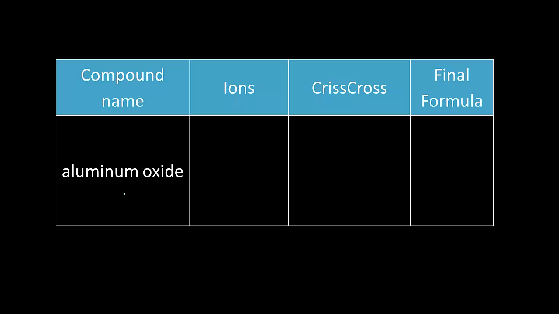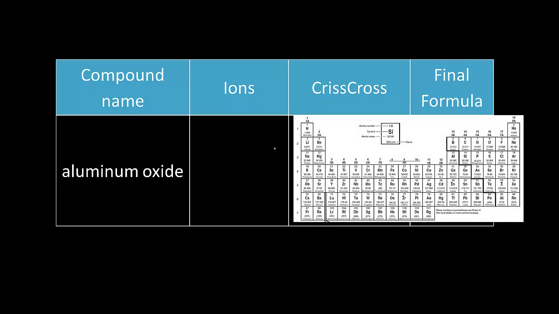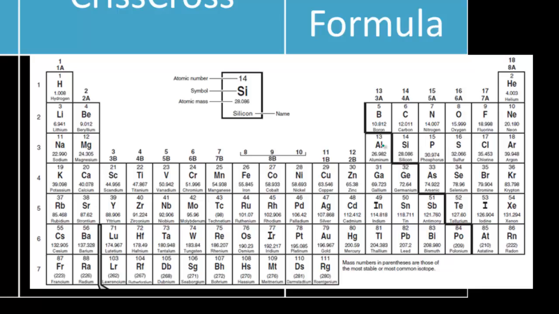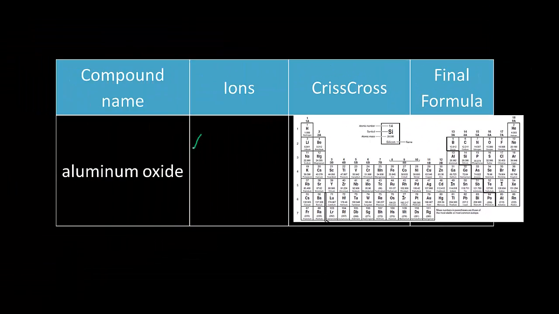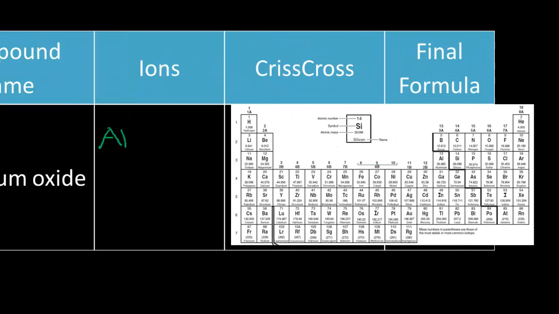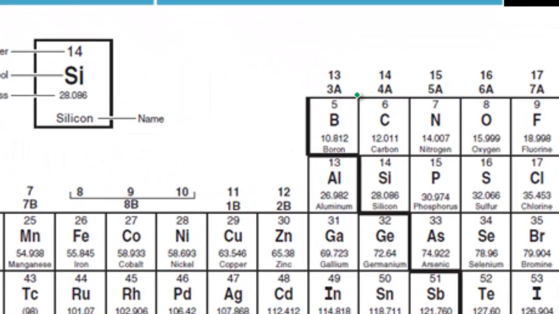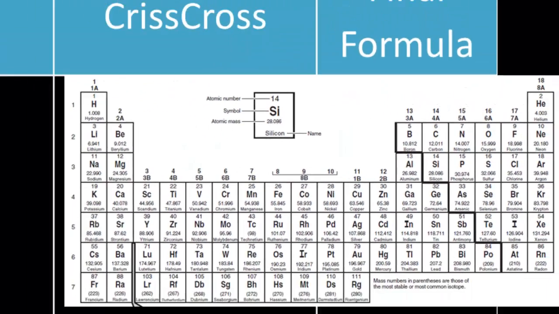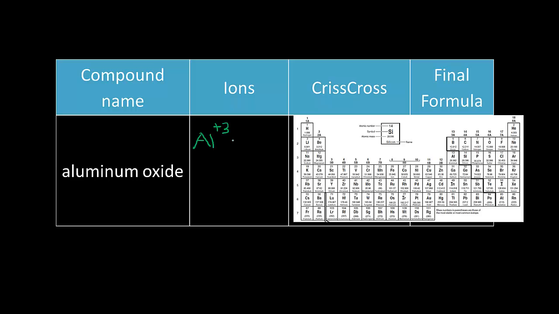Now let's do aluminum oxide. Aluminum is found right here in group 13. Its chemical symbol is Al, so I'm going to write Al over here. It's in group 13, so it has 3 valence shell electrons. Is it easier to lose 3 or gain 5? Well, it's easier to lose 3. That's its oxidation number. We're losing 3 electrons, so we're becoming more positive, losing negativity.